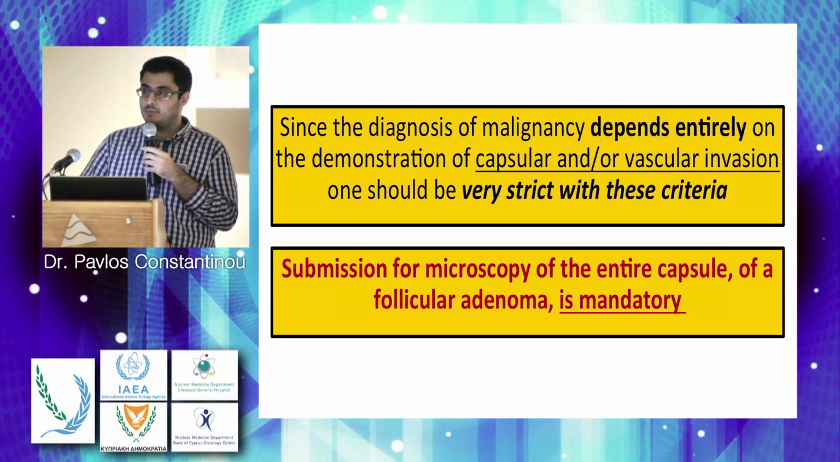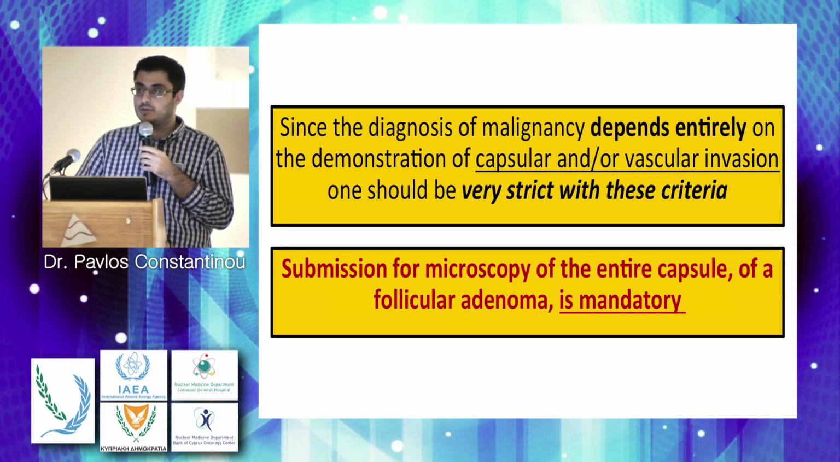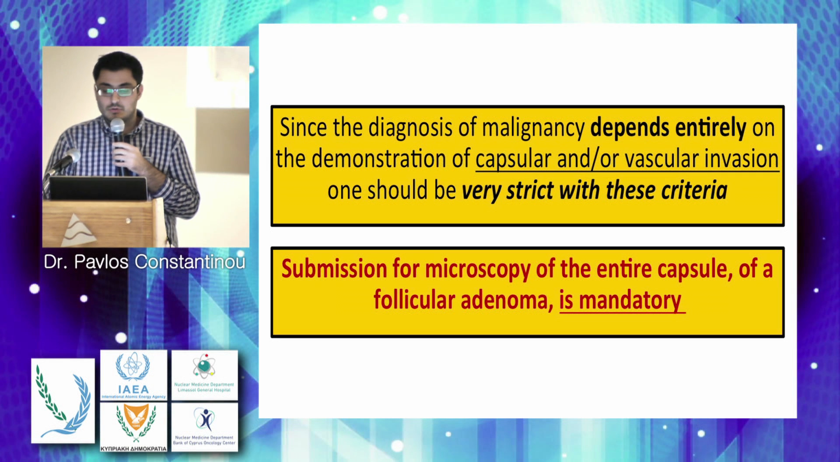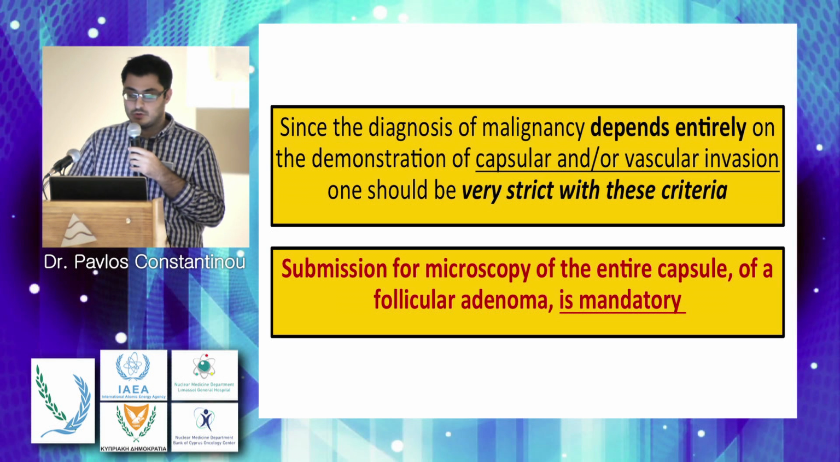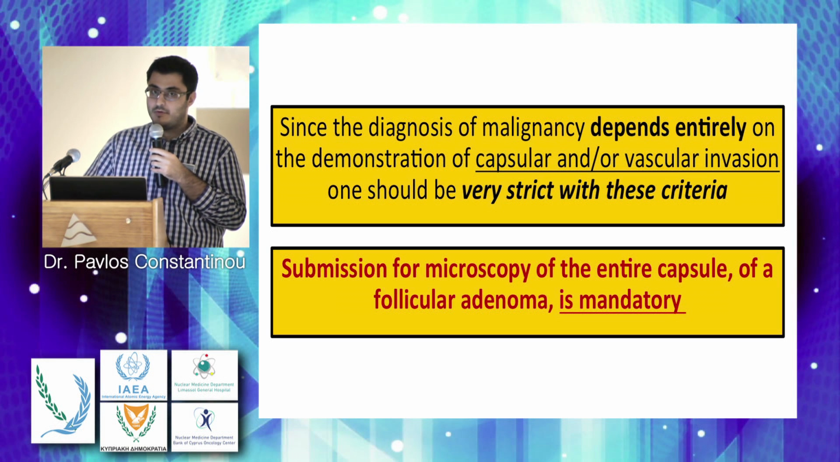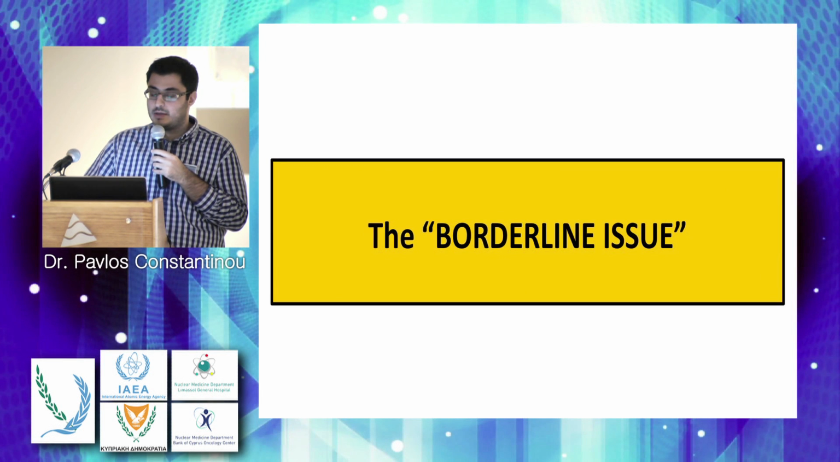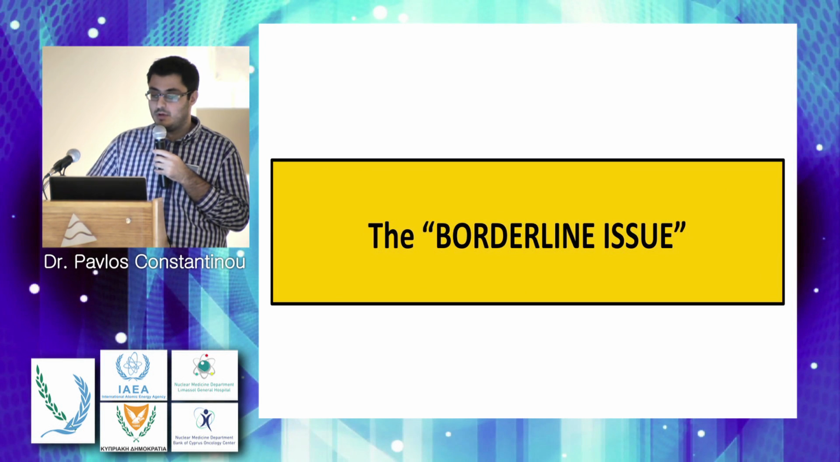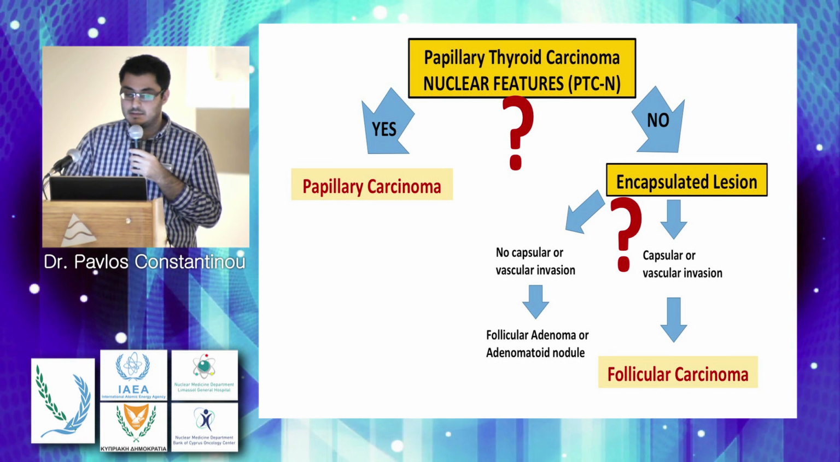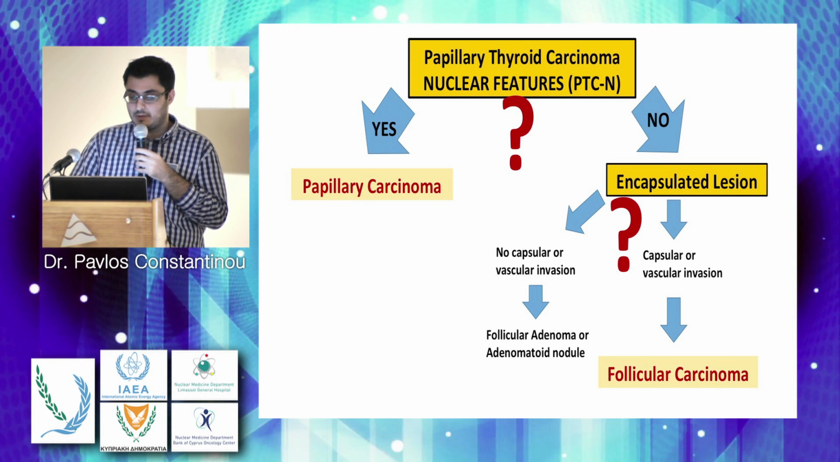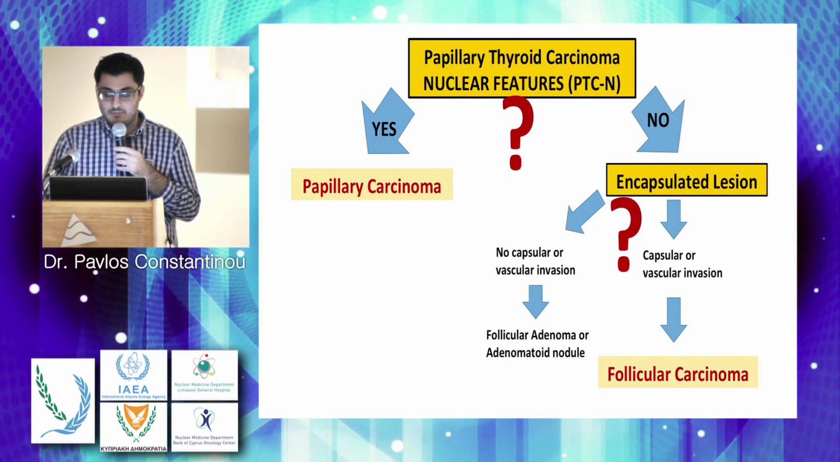Since the diagnosis of malignancy depends entirely on the demonstration of capsular and/or vascular invasion, one should be very strict with these criteria. Submission for microscopy of the entire capsule of a follicular adenoma is mandatory. But there is also a gray zone, and here comes the borderline issue. It is a fact that even experts in thyroid gland pathology sometimes encounter cases with both questionable nuclear features and questionable capsular invasion.